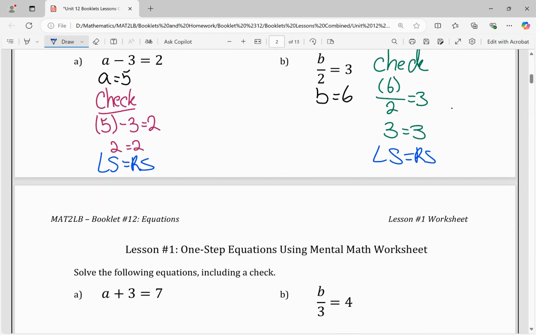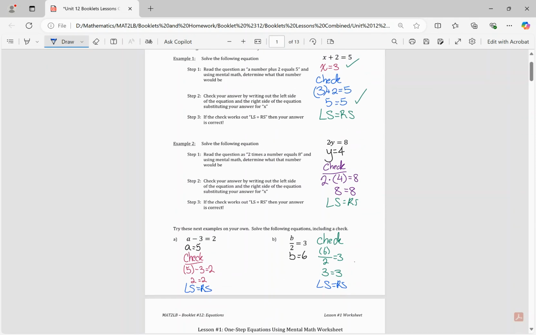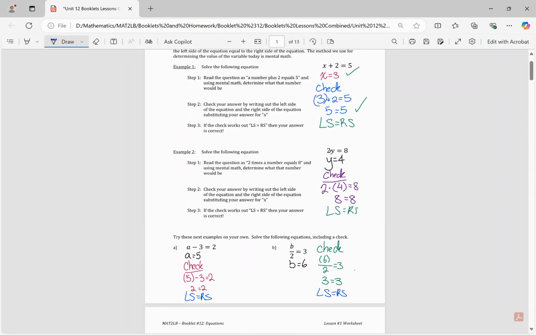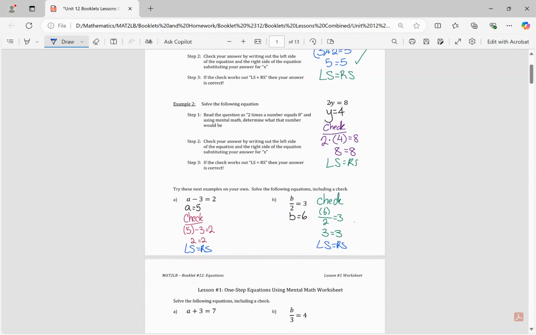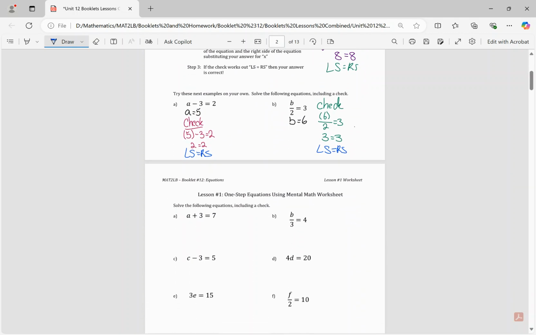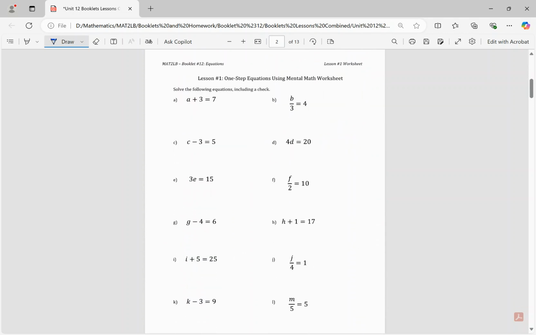Yeah, that is about it for that lesson. Hopefully it made sense. Like I said, it's a bit difficult for me to explain mental math, but I did my best. So take some time, work on the worksheet, and let me know if you have any questions.